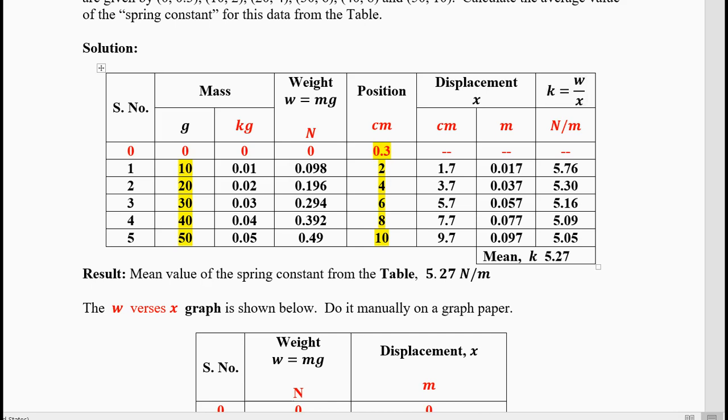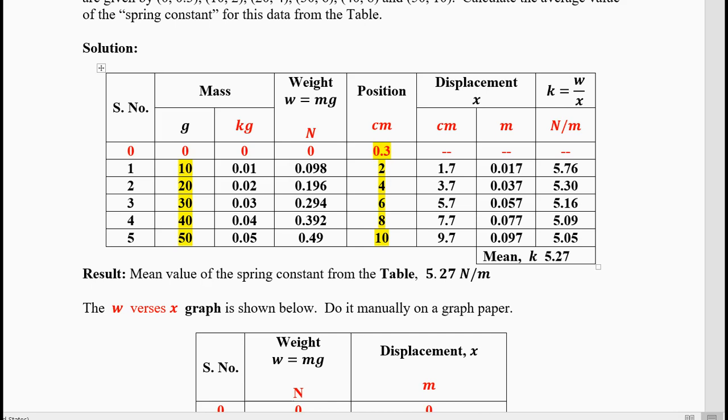Now K equals W by X. Now take the W. W is how much? 0.098 divided by 0.017. You will get about 5.76. And it goes on up to 5.05. So you will not get very uniform values. This is not the pendulum experiment. This is a spring experiment. The spring has its own style of behaving, and your pointer will also jump a little bit. So these numbers are not as precise as in the pendulum experiment.